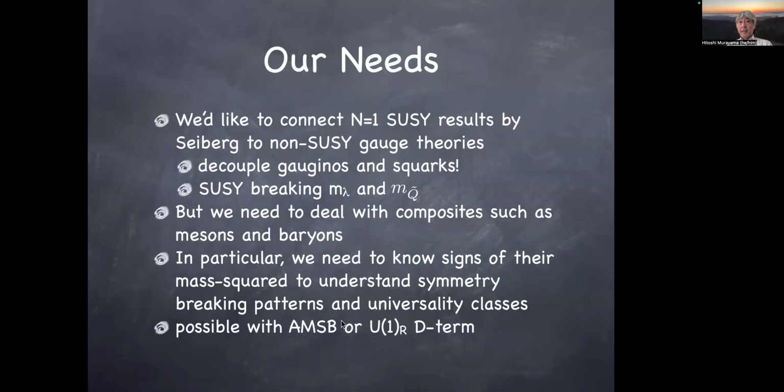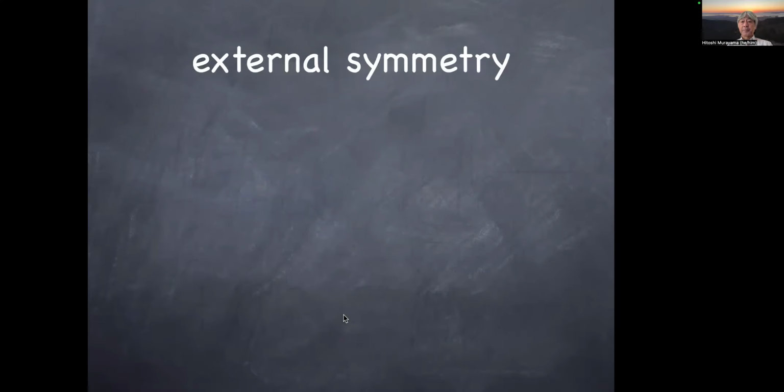One of them is anomaly-mediated supersymmetry breaking. Another one is called the UNRD term. I won't get into that because this UNRD term can generate squark mass, but not gaugino mass. But with anomaly mediation, you get both of them. So this is just a minimal choice you can make to satisfy your needs. Namely, one, you make gaugino and squarks massive, and second, you retain theoretical control. So that's why I went for this anomaly mediation.